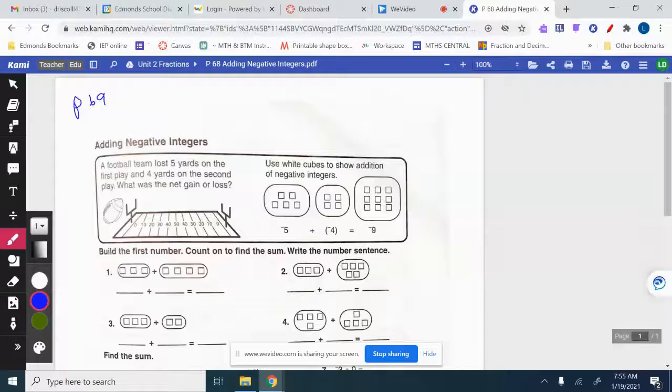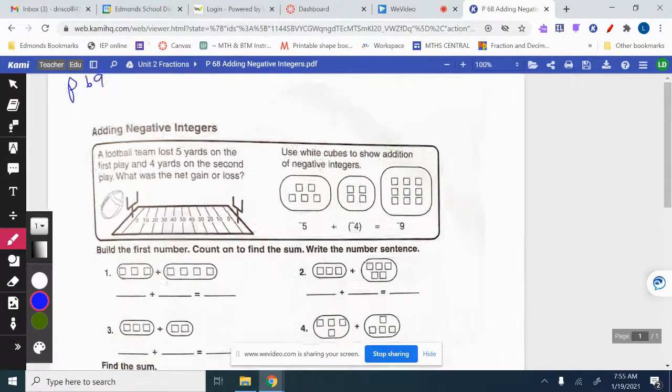Integers. Page 68 was adding positive integers, which you guys have been doing since first grade. So we're going to skip that and go on to adding negative integers.